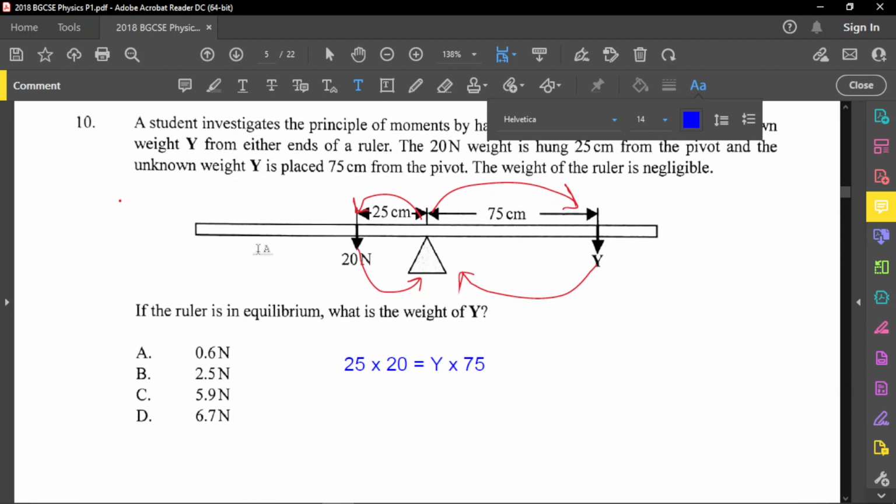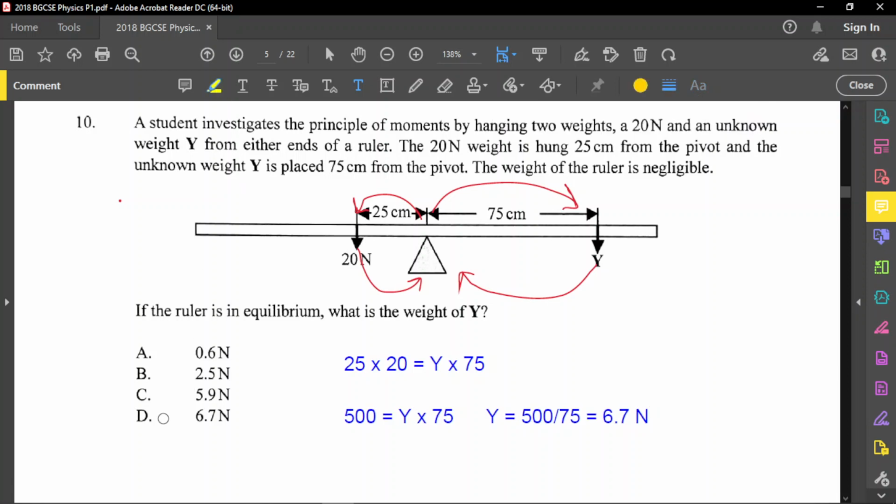Now, based on this formula, let's work this out. 25 times 20 gives us 500. So 500 equals y times 75. To find y, we can say y equals 500 divided by 75. And what you're going to get there is 6.7 newtons. So the answer here has to be D. All right, so we're done with that question.